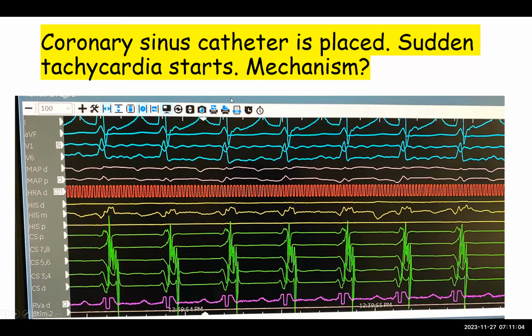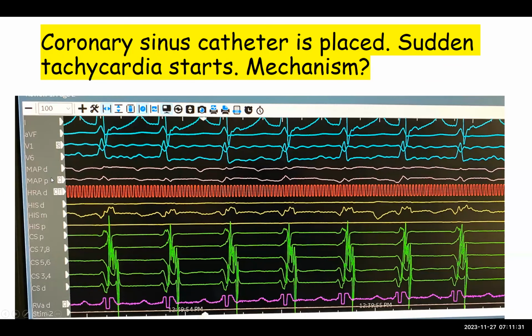So the question I have for you is, the tachycardia starts suddenly. Can you make any guesstimates about the mechanism of the tachycardia just based on the fact that we have this coronary sinus catheter in place? And so again, I'll remind you, we have in this case 4 ECG channels. And again, I always remind you when you're looking at intracardiacs to look at the legend on the left-hand side of the screen. So we have 4 ECGs.